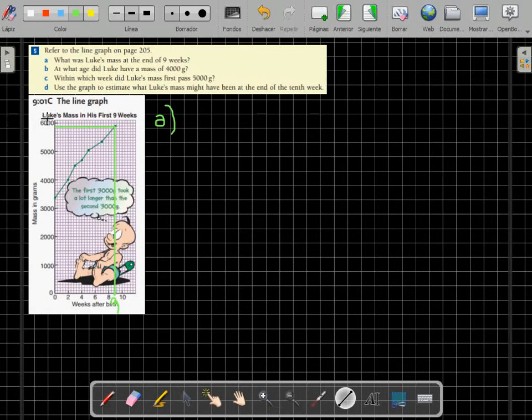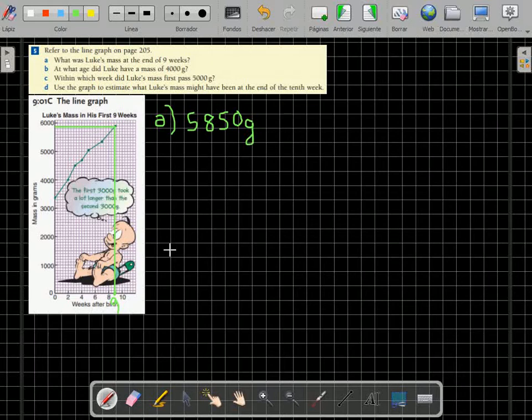And where am I exactly on the y-axis? First of all, we must see that between 5,000 and 6,000 grams, there are 10 divisions corresponding to 5,100, 5,200, 5,300, and so on. And the line that we drew is between 5,800 and 5,900. So we can say that the mass of Luke at the end of his 9th week will be 5,850 grams.